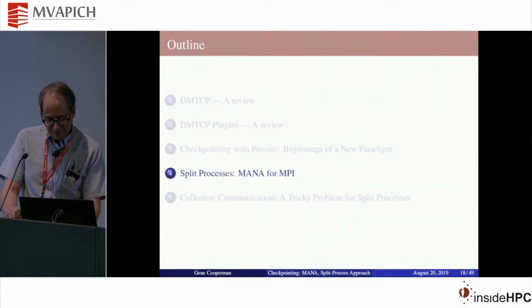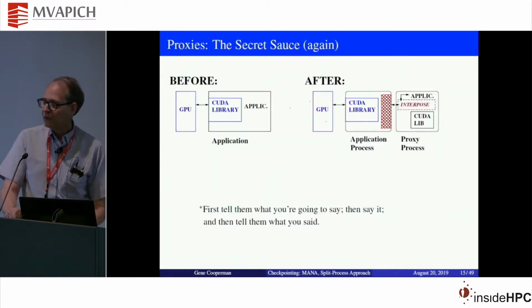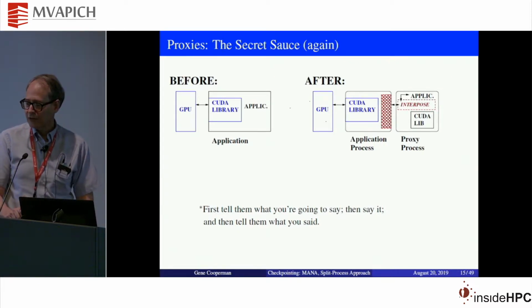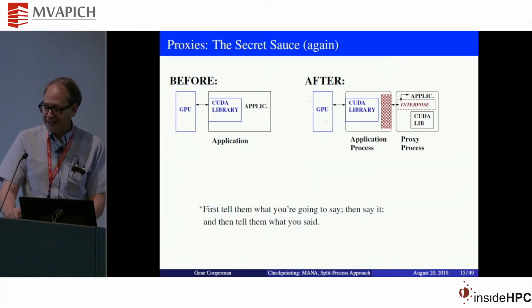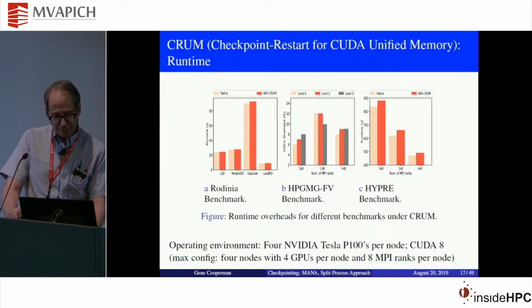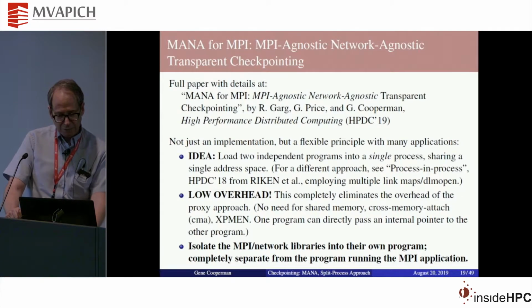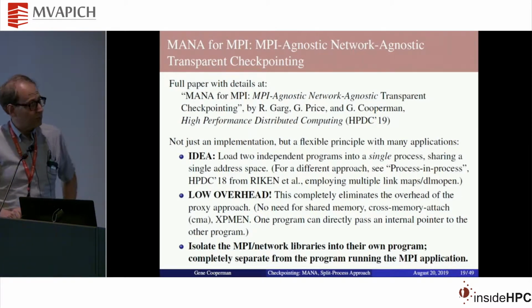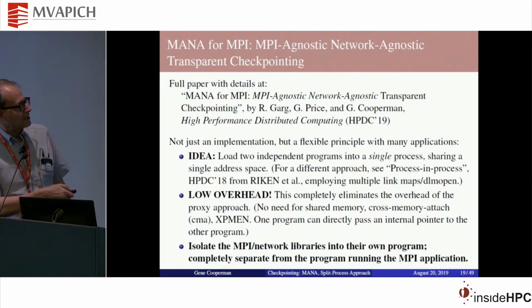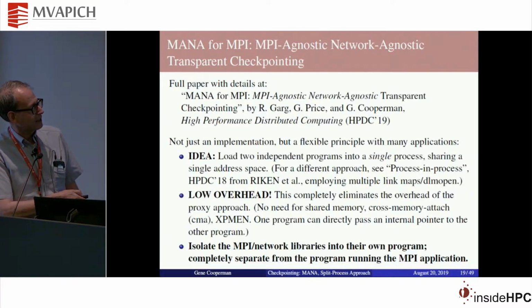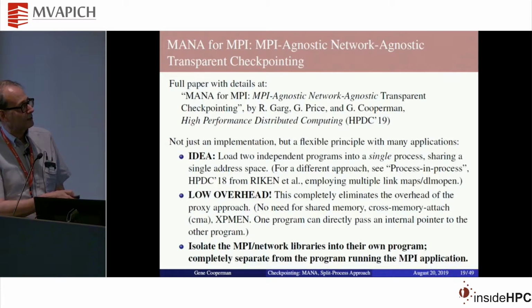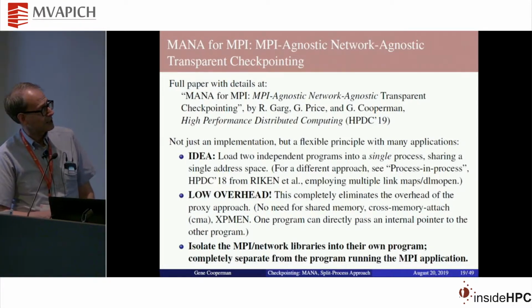And then we're going to play something very much like the old game, where at the time of checkpoint, we'll get rid of the proxy in the middle, and then at the time of restart, we'll choose a new favorite proxy. Could be different. But this time, we'll be choosing a new lower half program. OK, so what does this give us? Well, as it says, we can load two independent programs into a single process, and they'll be sharing a single address space.